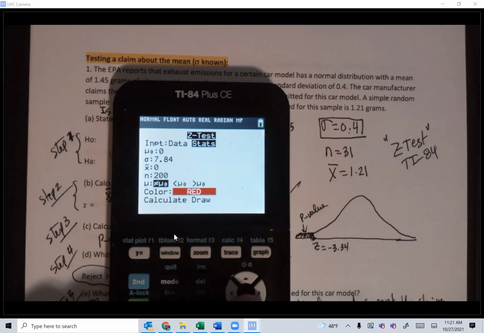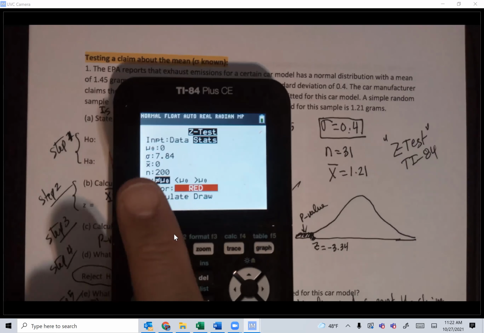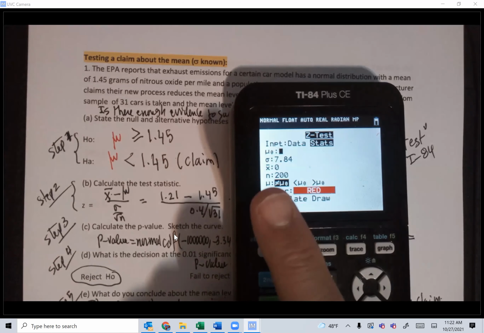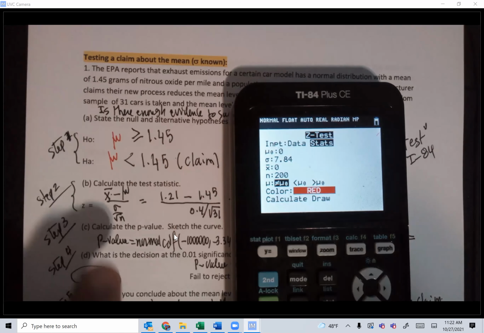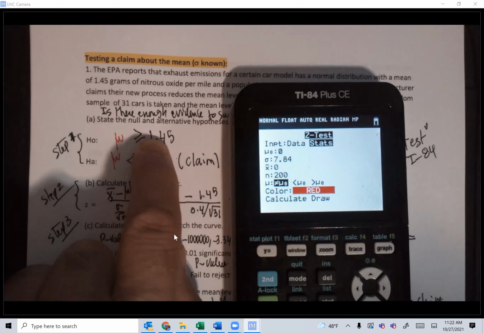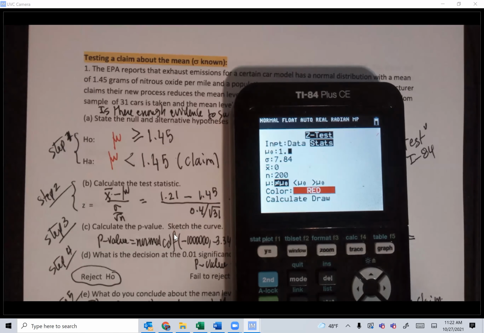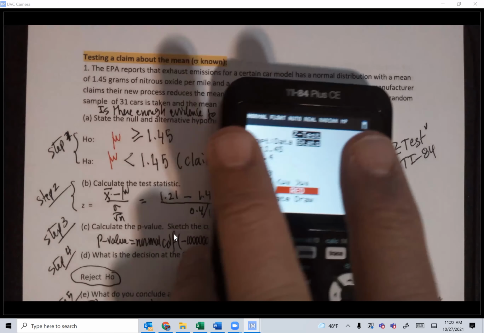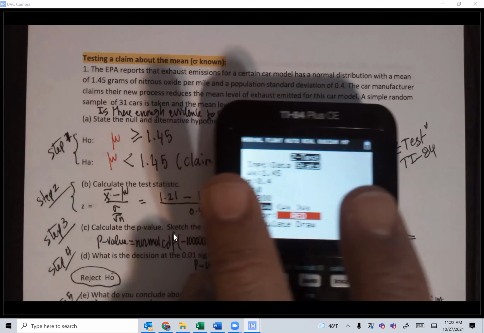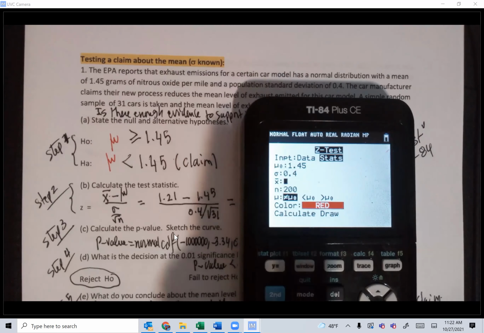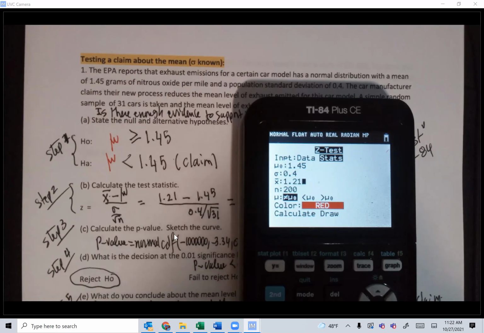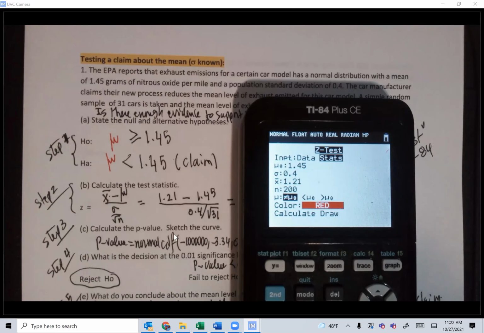Please pay attention to this. Mu0 means what is the assumed value in the null hypothesis, that you assume that it is true until proven otherwise. You just copy and paste this value here, 1.45. Sigma is sigma, whatever he says, sigma is 0.4. X bar, guys, what was X bar in the question? 1.21. N is 31.